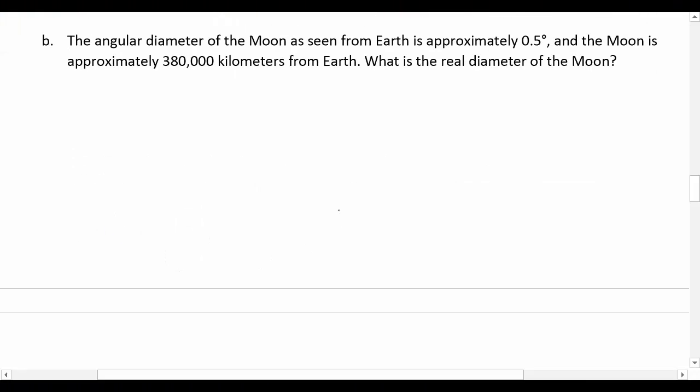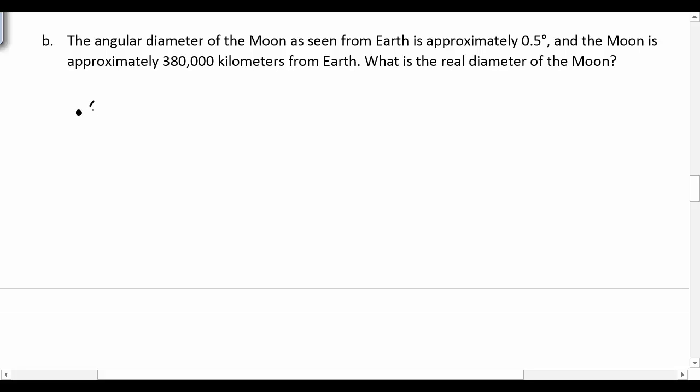Okay, the angular diameter of the moon as seen from the Earth is approximately 0.5 degrees, and the moon is approximately 380,000 kilometers from Earth. What is the real diameter of the moon? Okay, so a little clever manipulation on our part. So this time we would like to know the physical size.